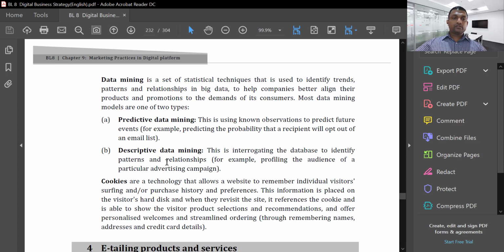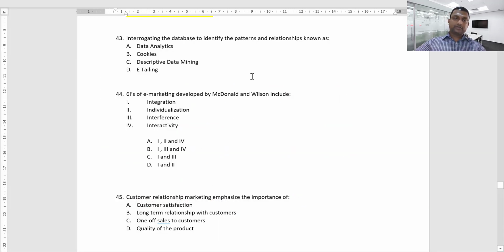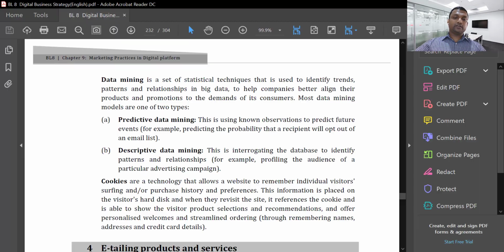So we have already discussed data mining in some of the earlier questions also, I think. So this is a type of data mining where you look at the database and go through it, trying to find or uncover relationships in different arrangements. So this is a type of data mining, and you can see the only answer having data mining is descriptive data mining. And even the textbook is saying there are two types of data mining, the predictive aspect of it and the descriptive aspect of it.